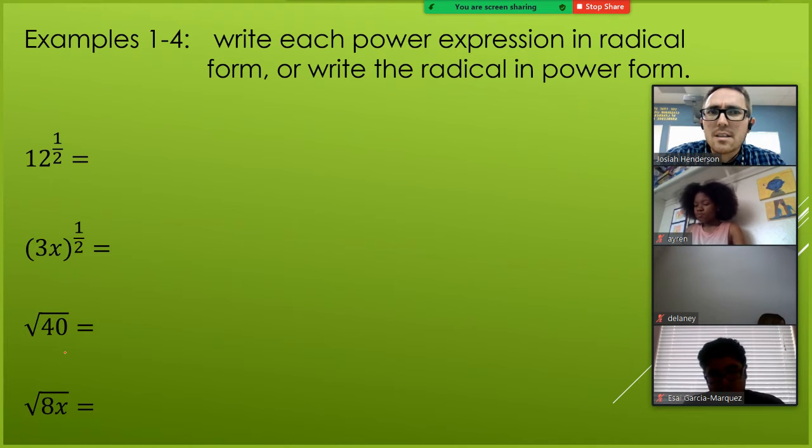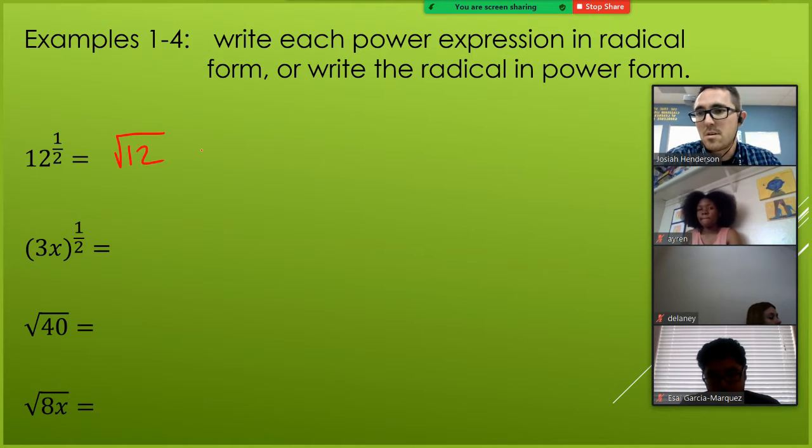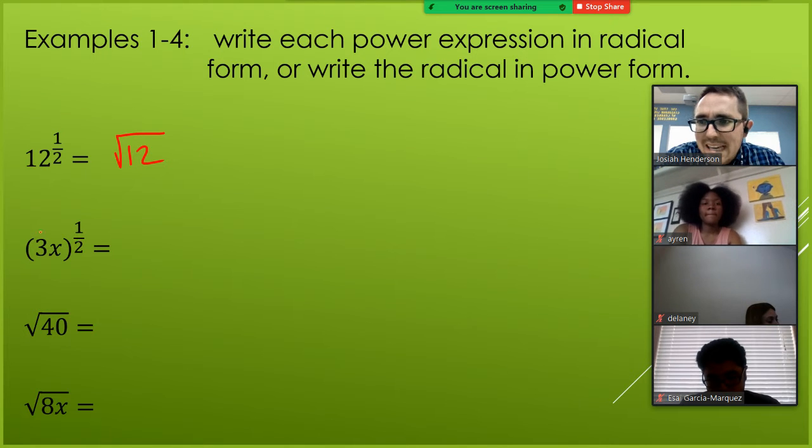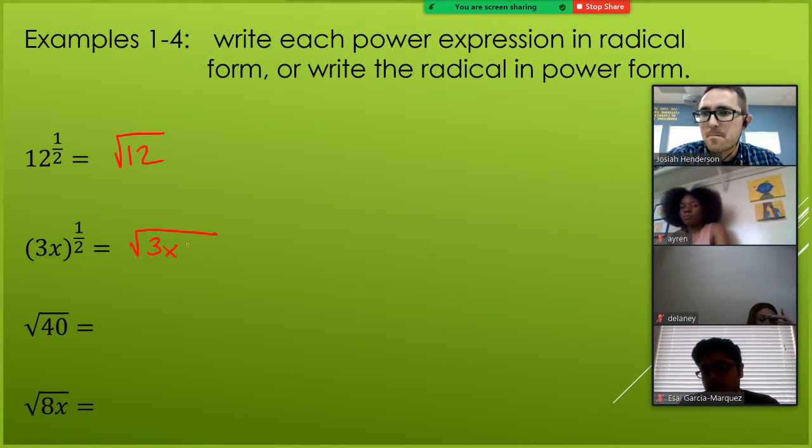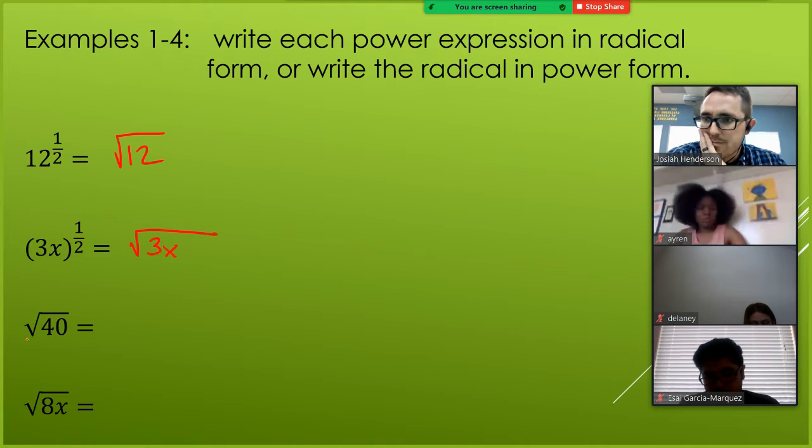Okay, let's do a couple of examples with different bases inside the radical. I'm just going to convert these, writing each power expression in radical form, or writing the radical in power form. So I just want to go back and forth. These are all equivalent to each other. So 12 to the 1/2 power is the same thing as the square root of 12. 3x to the 1/2 power will be the square root of 3x. The square root of 40 is the same thing as 40 to the 1/2 power.